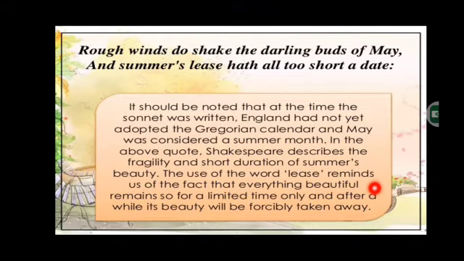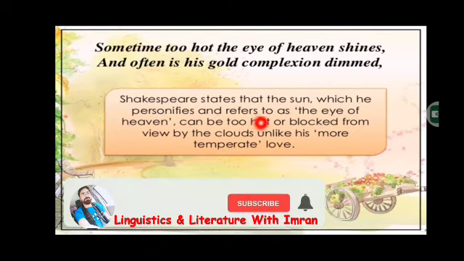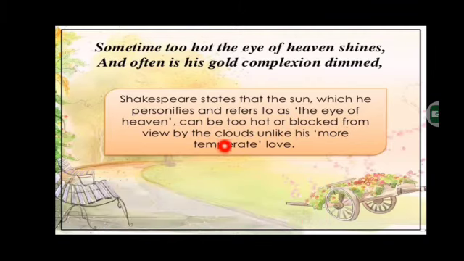But Shakespeare says that the beauty of his beloved will never shed, right? It will never disappear, because he is going to preserve the beauty of his beloved in lines of poem. Sometimes too hard the eye of heaven shines, and often is his gold complexion dimmed. Shakespeare states that the sun, which he personifies and refers to as the eye of heaven, can be too hot or blocked from view by the clouds, unlike his more temperate love.